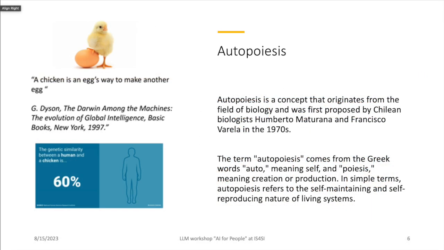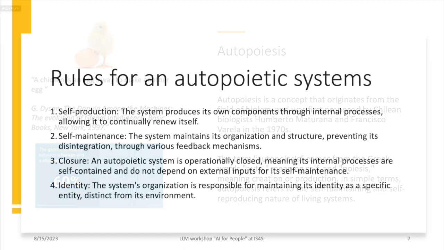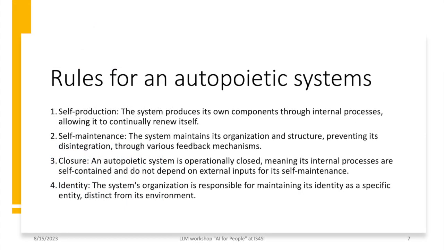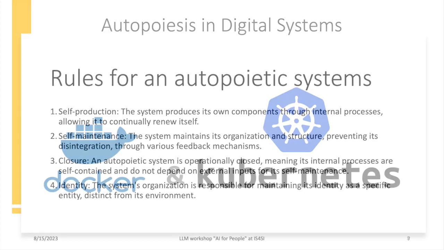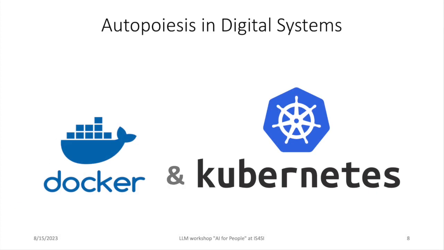Autopoiesis is a concept that originates from the field of biology and was first proposed by Chilean biologists Humberto Maturana and Francisco Varela in the 1970s. In simple terms, autopoiesis refers to the self-maintaining and self-reproducing nature of living systems. With current technology, we are now able to apply the rules of an autopoietic system into digital systems to create digital automata. There are two main components to achieve autopoiesis within our system.